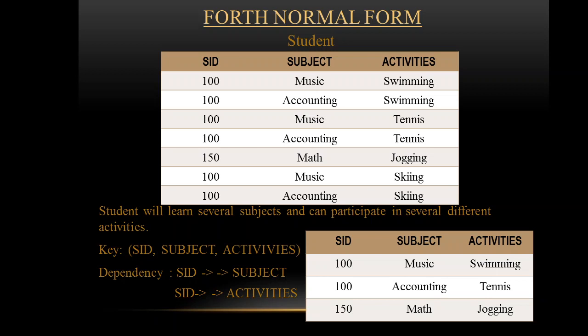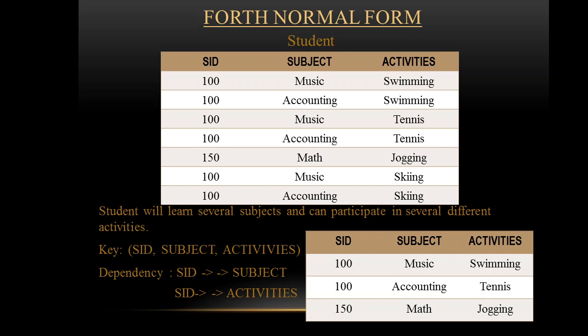So in general, a multi-valued dependency exists when a relation has at least three attributes, two of them are multi-valued and their values depend on the third attribute. So the subject and activity are multi-valued, and their values depend on the student ID. And still there exists a modification anomaly in this relation.